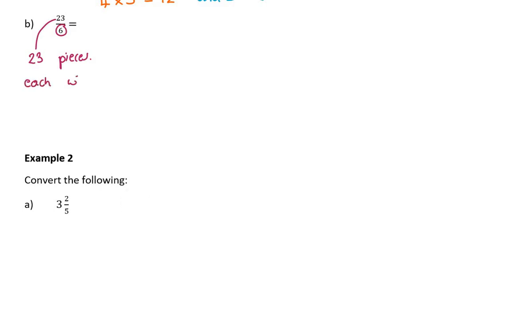So each whole equals 6 pieces. So for every 6 pieces you would have 1 whole. So my question would be, if 6 pieces equal 1 whole, how many 6 pieces go into 23? How many 6 pieces go into 23?